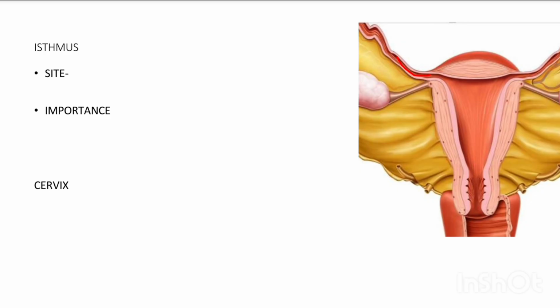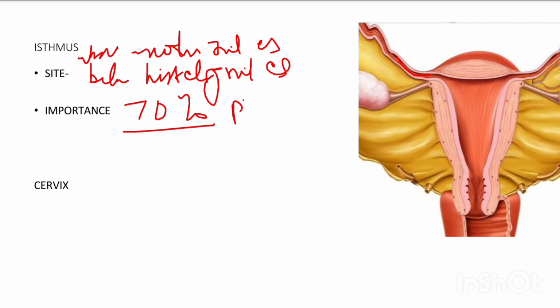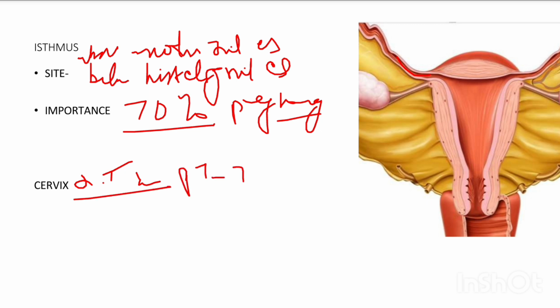Now, what is isthmus? What is the site? It lies above the anatomical internal os and below the histological internal os. What is the importance of isthmus? It forms about 70% of the lower uterine segment during pregnancy. It plays an important role in pregnancy. And what is cervix? 2.5 centimeter long, we will discuss it. Okay. What is the pH? pH is 7.8. It is basic in nature.